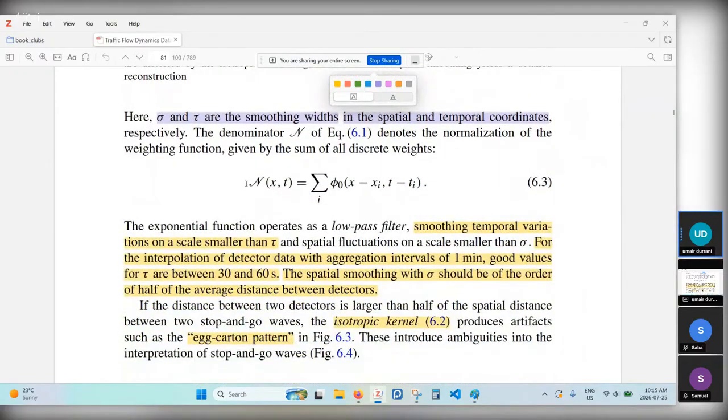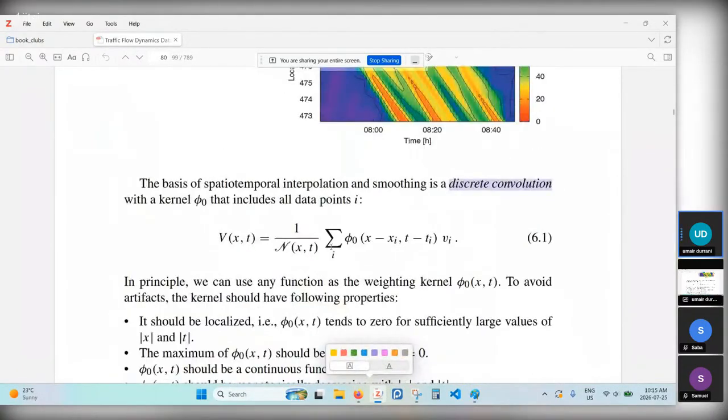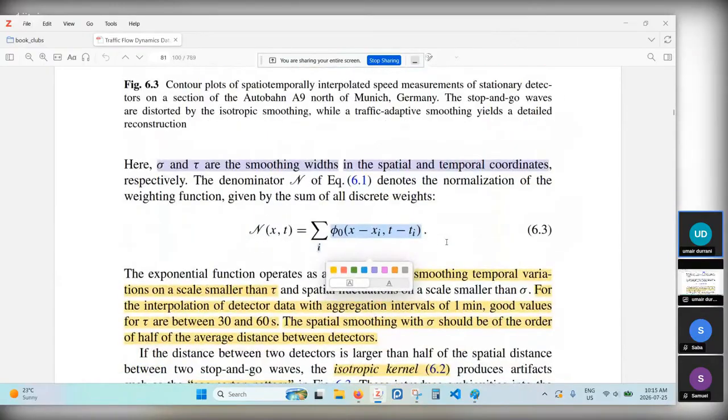In that same equation, n is the summation of all these weightage measurements. Again, look at this equation where we have the actual speeds coming from the detectors, and we multiply them with the weightage factor or the kernel and divide by n. Sigma and tau, as I said, are the smoothing widths in the spatial and the temporal coordinates.